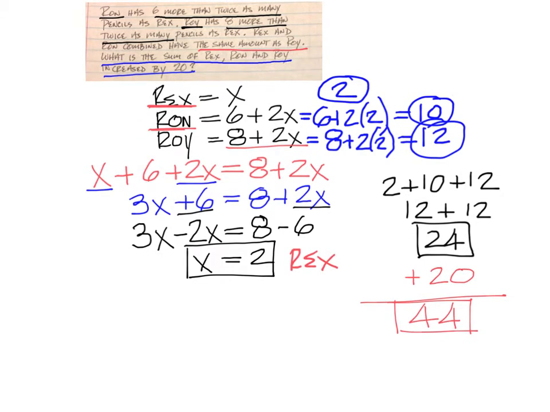On a test, you'll likely have to answer as separate questions, how many did Rex have? How many did Ron have? How many did Roy have? What is the sum of all of their items? What if you increase it by 20? All those could be separate test questions. You could get 5 or 6 questions out of one problem. In this case, the final answer to the entire problem is 44.